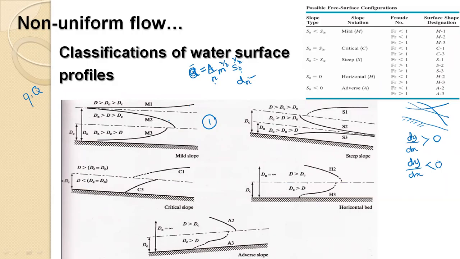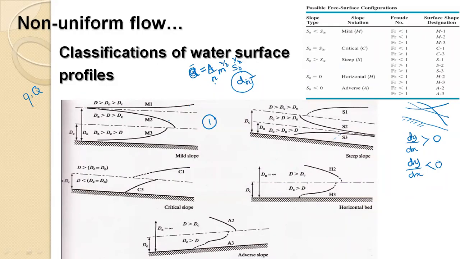So the normal depth is the water depth in a channel when the flow is uniform. If you have a particular channel with a constant cross section, let's say a rectangular cross section, there would be a water depth corresponding to uniform flow, right? If you assume the flow to be uniform, it would take a particular water depth, so we generally call it the normal water depth.